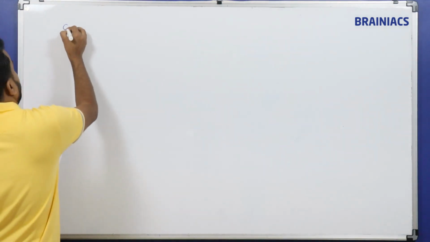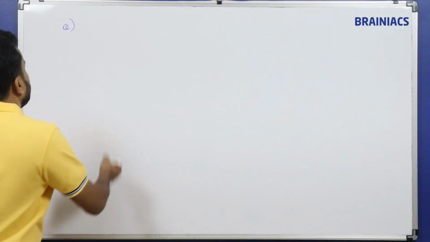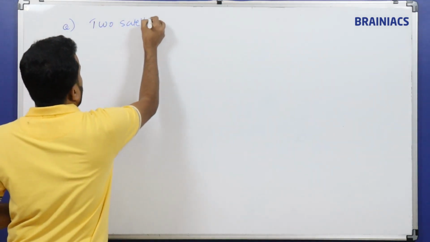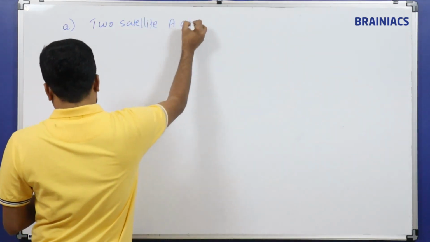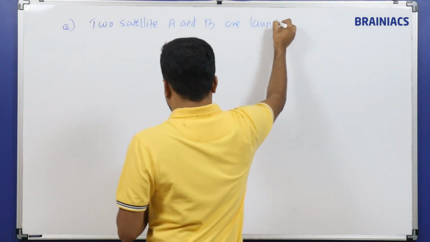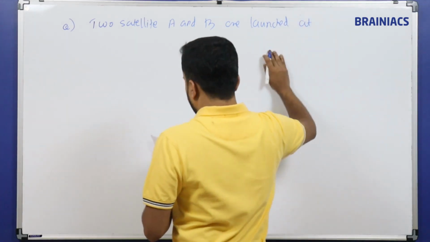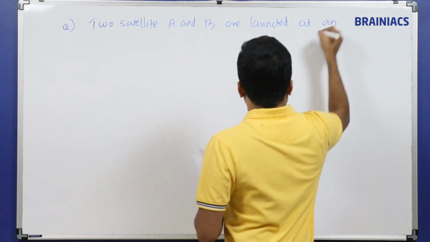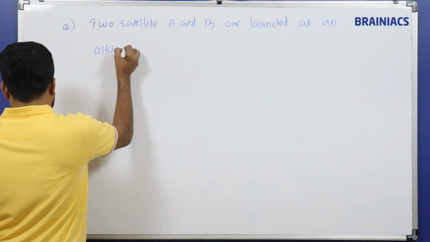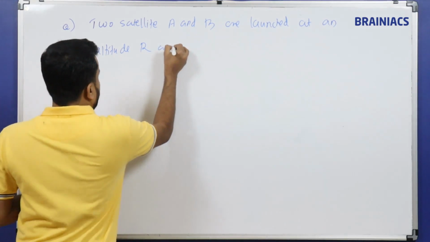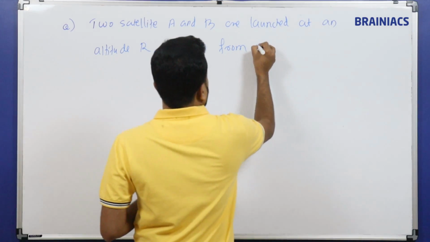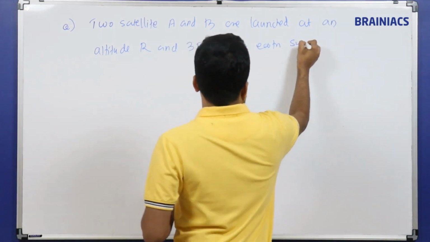So write down the question. I will write the questions for you. You can write the questions along with me, so we will solve it together. Two satellites A and B are launched at an altitude r and 3r from earth surface.